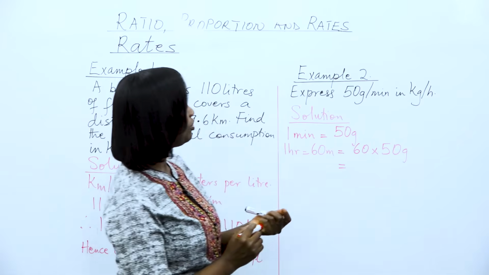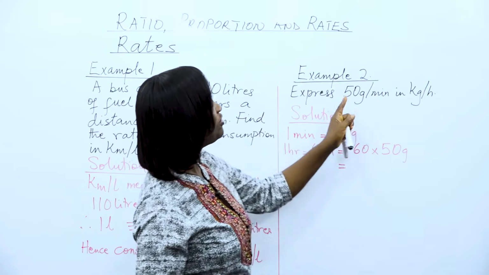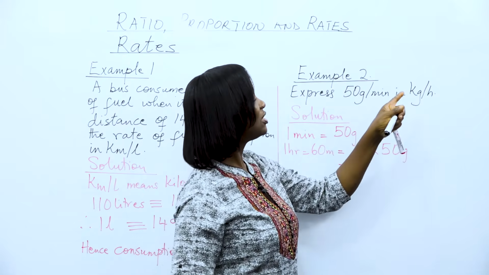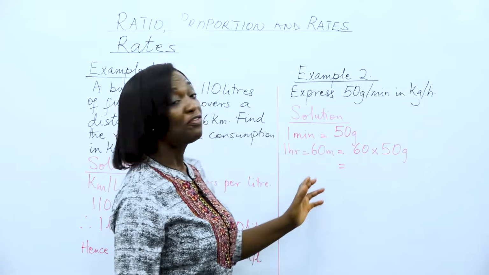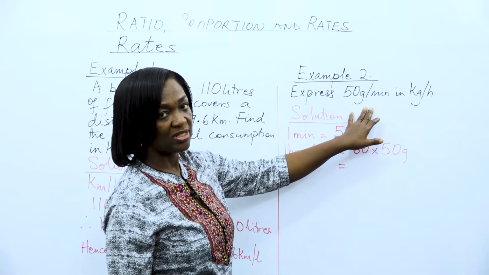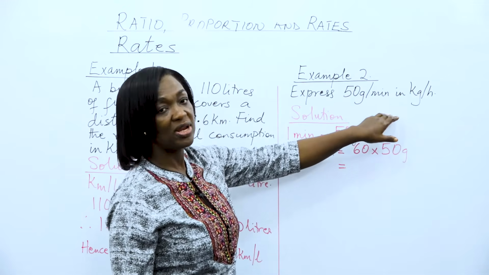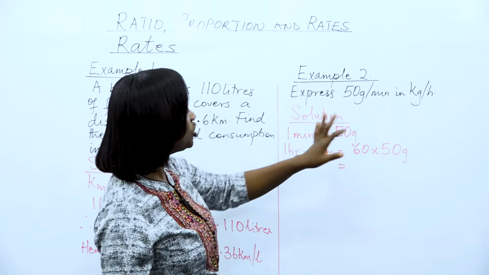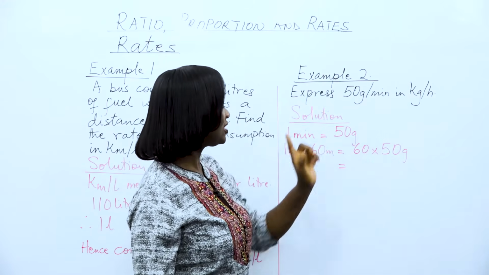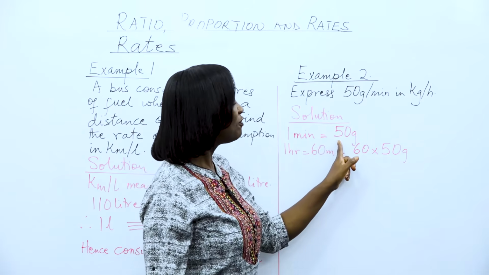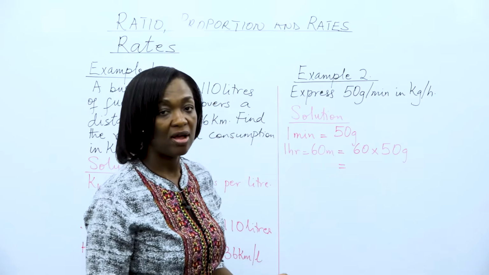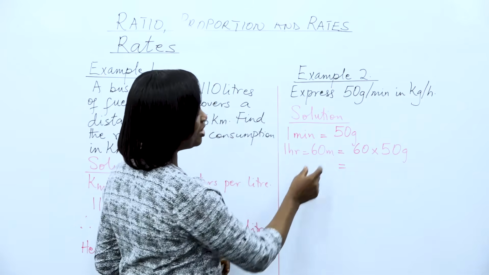In the second example, it says express 50 grams per minute in kilograms per hour. So first and foremost, you look at the units in which the first one has been expressed. It is grams per minute, and we want to change it to kilograms per hour. So that means that in 1 minute, you have 50 grams. So what if it's 1 hour? 1 hour is equal to 60 minutes.